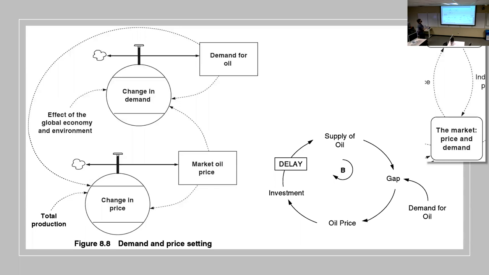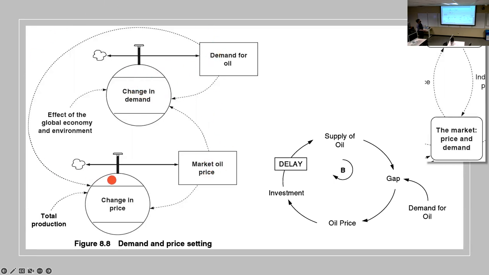And so we're saying here that the demand for oil might change naturally with, for example, the effect of the global economy environment. This is some exogenous variable which affects how demand for oil grows or shrinks over time. So we can just put that in there and say whether this is shrinking or growing. But then we also have the market oil price. As the oil price goes into the change in demand, we might imagine that high prices reduce demand, and low prices maybe increase demand. That's why the price has to go in.